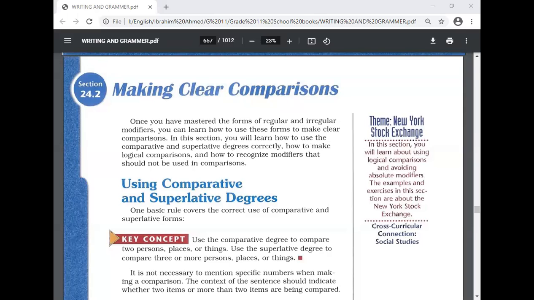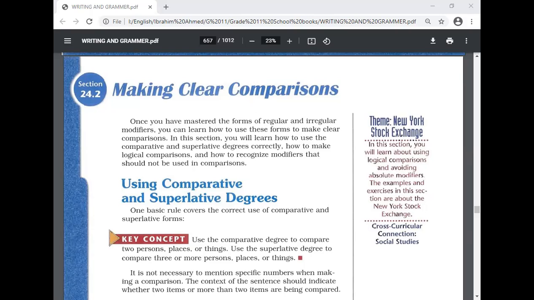Yesterday we did chapter 24.1. Today we're going to do chapter 24.2, grammar, making clear comparisons. Yesterday we talked about the degrees of comparison when we use modifiers, or in other words, adjectives and adverbs in comparison. We said there are 3 degrees: positive, like tall; comparative, like taller; superlative, like tallest.